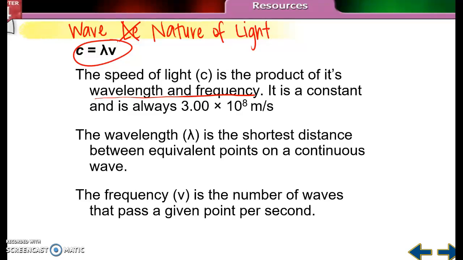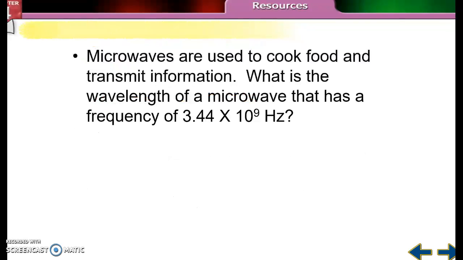All of our light comes from the sun, and that is the speed of yellow light. The wavelength, as we've already defined, is the shortest distance between equivalent points on a continuous wave. So, the distance from crest to crest, and the frequency is the number of waves that pass a given point per second. So you always have to remember that wavelength times frequency equals the speed of light, and we know the speed of light because it is 3 times 10 to the 8th meters per second.